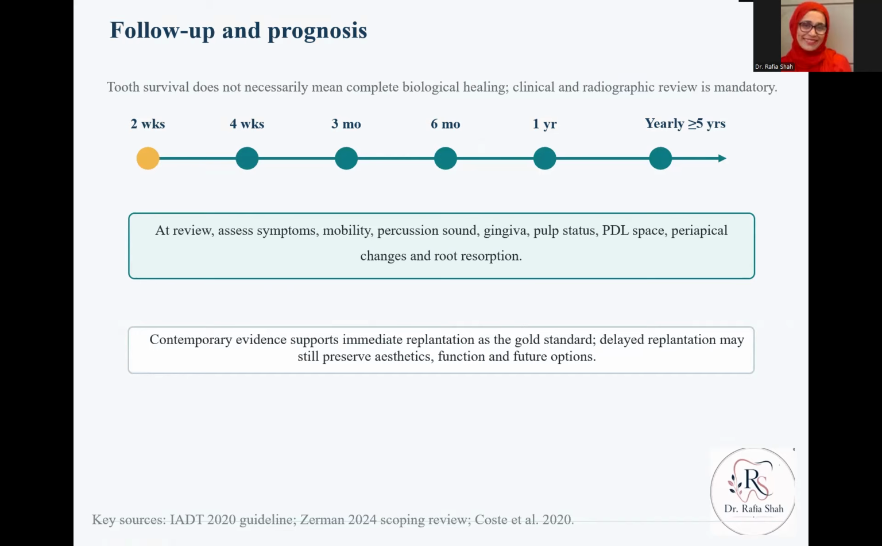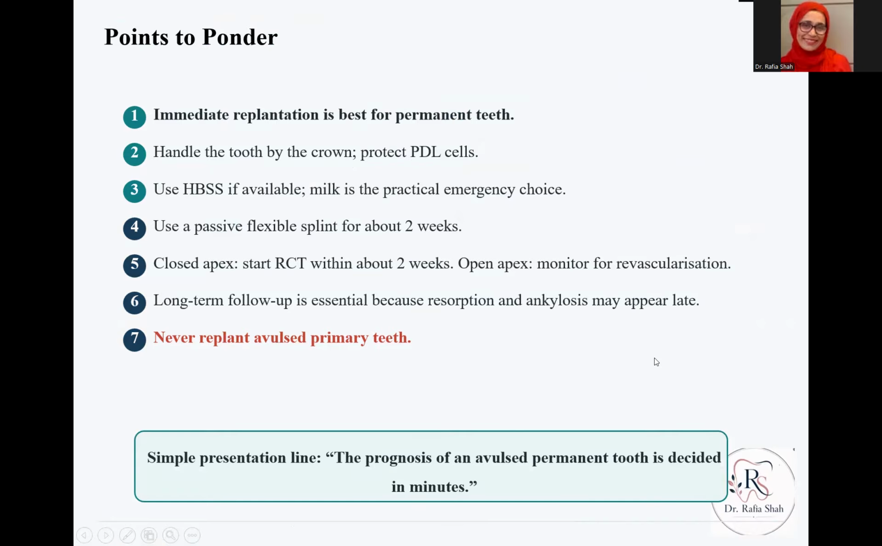So evidence says that immediate replantation is the gold standard. Immediate means when the patient comes to us quickly, within 30 minutes; it's the gold standard. Delayed replantation may still preserve esthetics, function and future options, but the prognosis may be compromised. So the points to ponder are: quick replantation means immediate replantation. Handle the tooth carefully by the crown, not the root, to protect the PDL. Use HBSS solution. If not available, we can use milk.